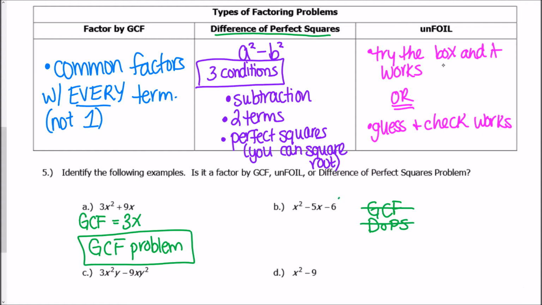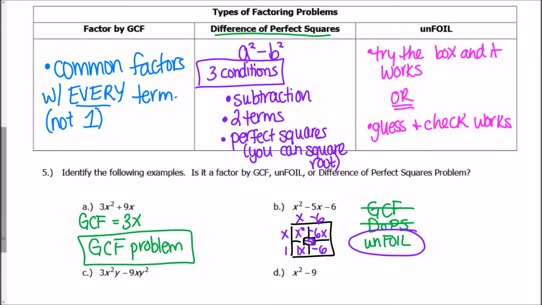And this one right here for unfoil, it says we either try the box and it works or guess and check works, and it does work because if you take a look right here, we need to have x squared here. We need to have negative 6 here. We need to have negative 5x here. So if I put an x here and an x here, and if I put a 6 here and a 1 here, this gives me 6x, this gives me 1x, and I can get negative 5x if the 6 is negative. So it's an unfoil question.